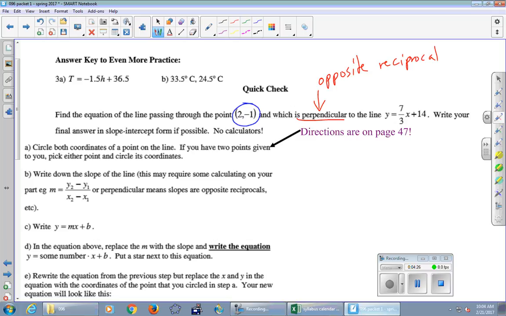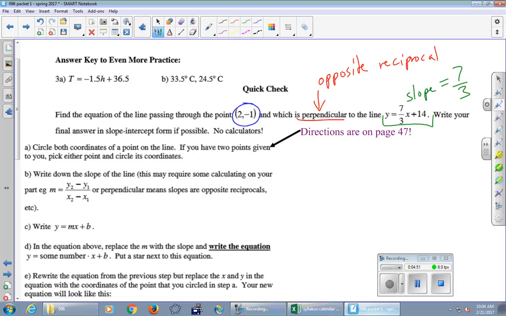Okay, so in order to find the opposite reciprocal slope, we need to know what the slope of the given line is. So this guy right here, we need to know its slope. And fortunately for us, this is already in a very friendly form. Y equals mx plus b. What's the slope of that line? 7/3, right? So it's easy because it's in the right form.